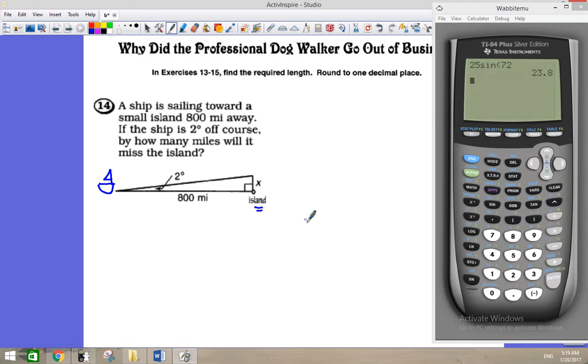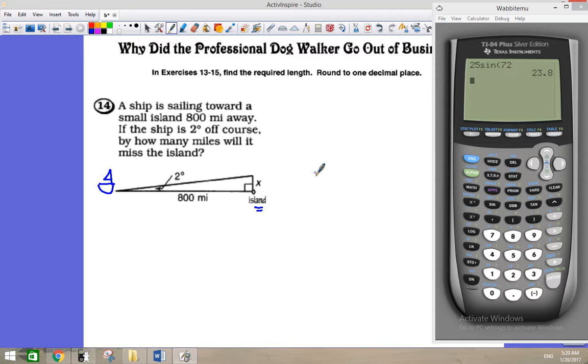When you have problems like this, the 800 miles isn't long enough to really take in the curvature of the Earth. There are times when a ship or something like that is so far away from an island that you also have to take the curvature of the Earth into account. But we won't have to do that in this class.